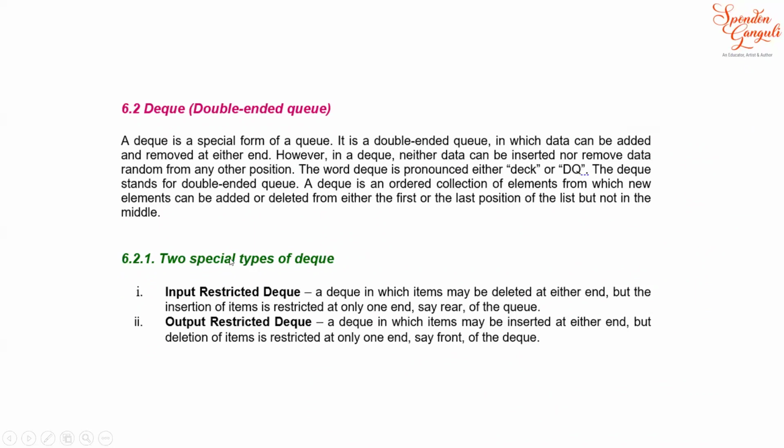Now there are two special types of DQs. One is input restricted DQ, another is output restricted DQ. Input restricted DQ is a DQ in which items can be deleted at either end, but insertion can only be done at one end, that is rear. Whereas in output restricted DQ, insertion can be done at either end, but deletion can be done at only one end, that is front.